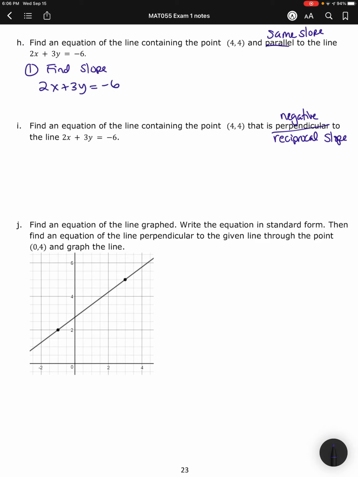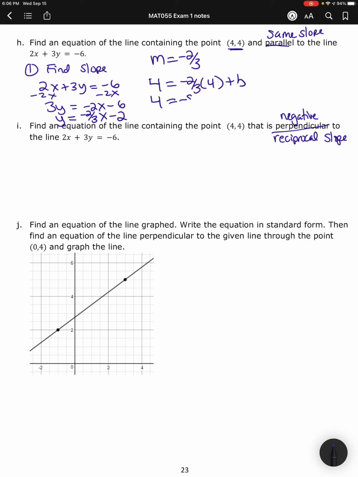And the easiest way to do that is to solve for y. So if we subtract 2x, we get 3y equals negative 2x minus 6. So notice I'm writing the x first. And then dividing by 3, we get negative 2/3 x minus 2. So my slope, my m, is negative 2/3. And it has to go through this point. So we want to plug that point in and find our b. So that's negative 8/3.